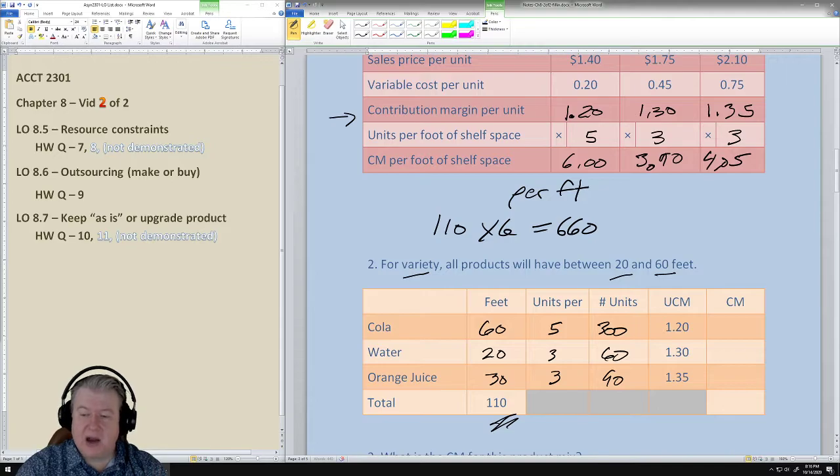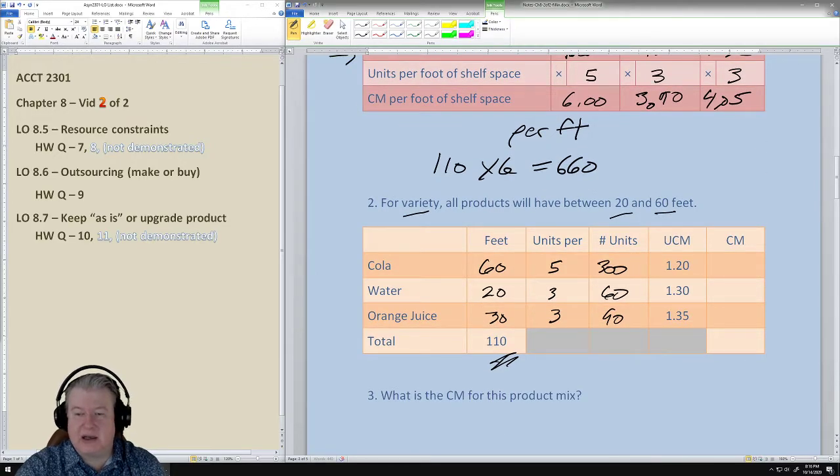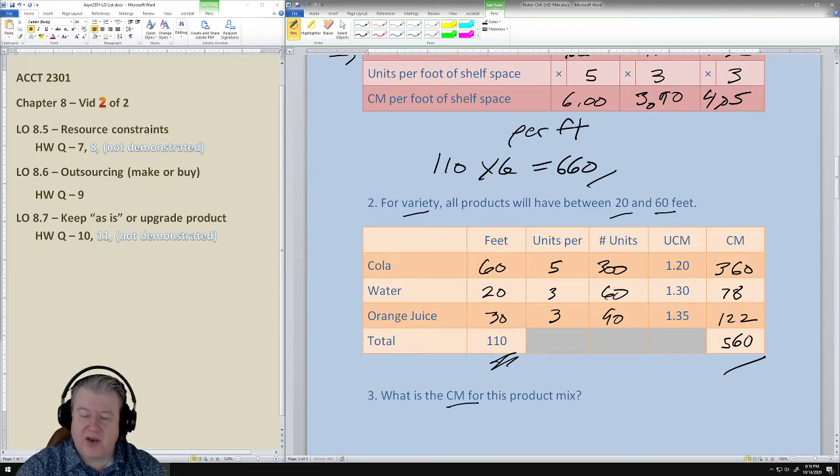And if we said under this stocking rule, maximizing according to this rule, what would our contribution margin be? Well, this would be 360, this would be 78, and this would be 122 for a total of 560. So notice 560 and 660, our maximum we could get irrespective of trying to have variety, would be 660. If we have this stocking rule, we can still figure out a way to maximize it, even though it might be underneath the total maximum we could get. So this would be the contribution margin for this product mix, 560.